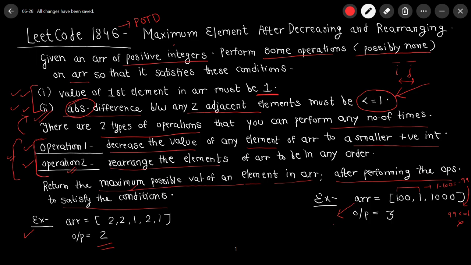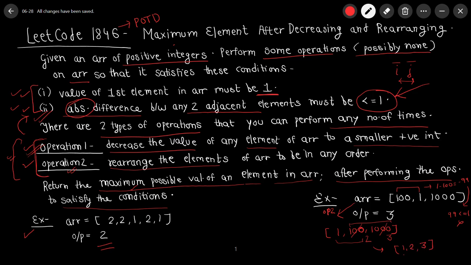So suppose we rearranged it into 1, 100 and 1000 by performing operation 2. Now we will also perform operation 1 in this case, because the difference is still not less than or equal to 1 in both the pairs. So what we do is we make this 100 into 2 by decreasing it, performing operation 1, and also this 1000 into 3. Now our array becomes 1, 2, and 3.